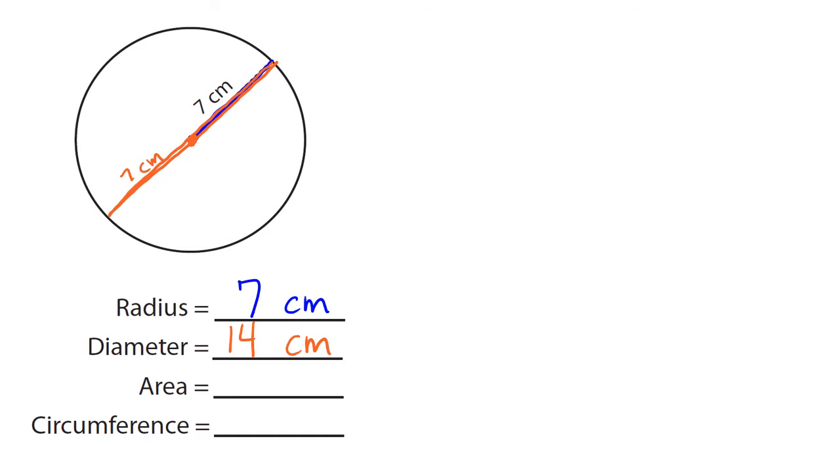So we always know that the radius, define diameter, we take the radius and we multiply that by 2 to get our diameter. Now let's go figure out our area. Area is going to equal pi times radius squared. What we do is we replace pi with 3.14.